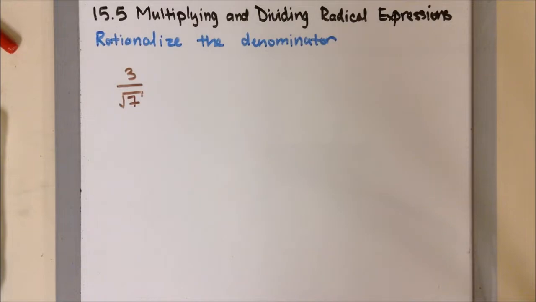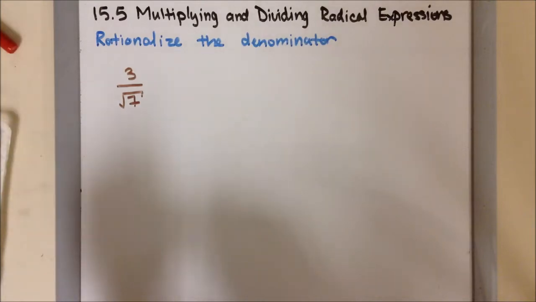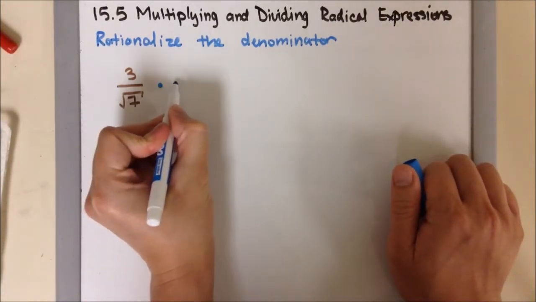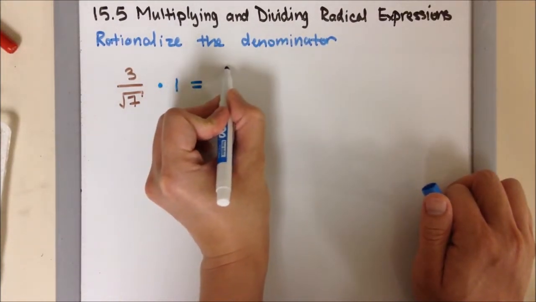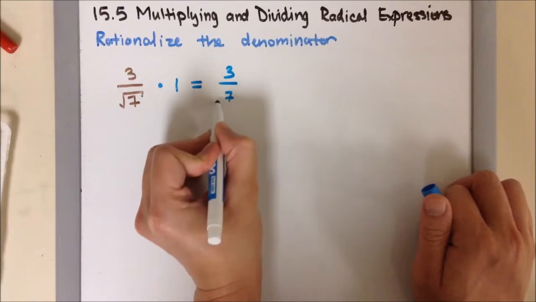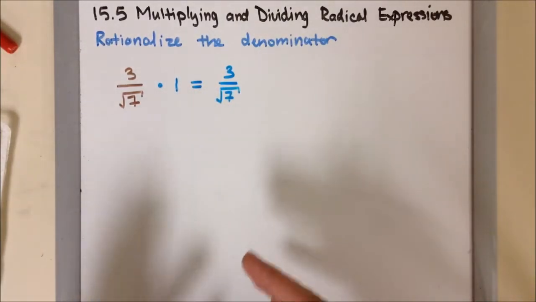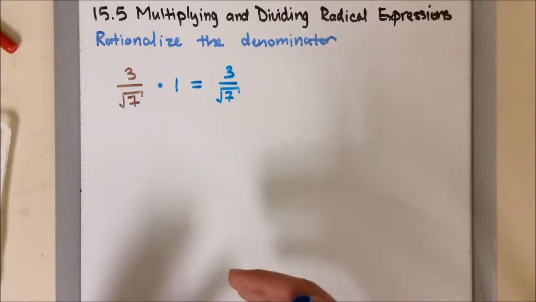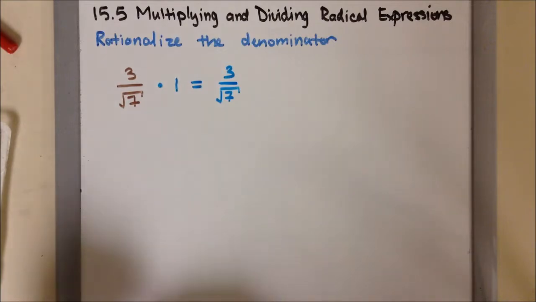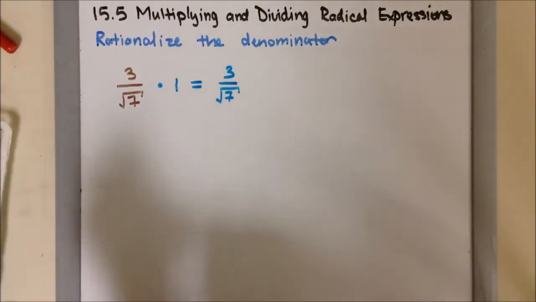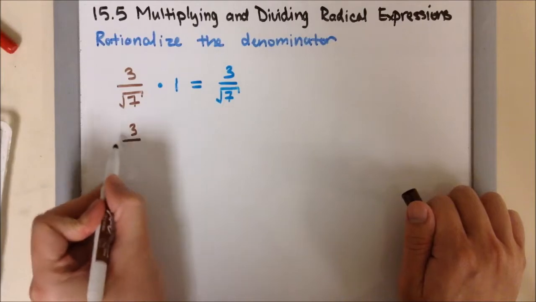Now in this example, to start off by rationalizing the denominator, you're going to multiply the numerator and denominator by 1. Let me show you what I mean by that. If you multiply by 1, then it will be the same thing, 3 over the square root of 7. Now, it still has a radical in the denominator, but I'm introducing the concept of 1. We still have the same fraction, 3 over the square root of 7.